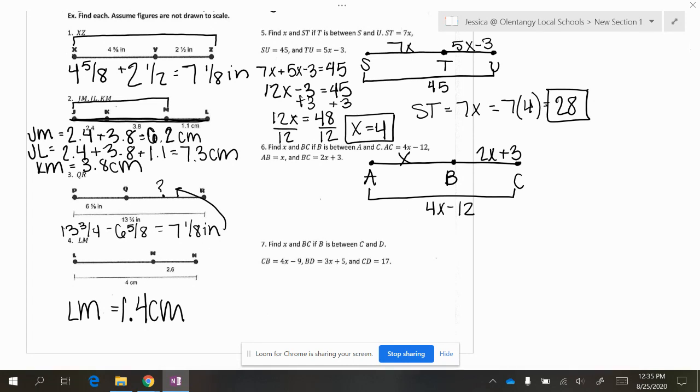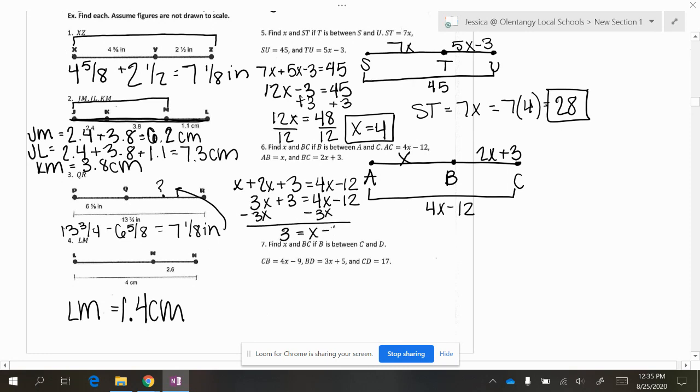So we need to set that one up. So we're going to add those two together. So again, AB is x, BC is 2x plus 3, and that needs to equal 4x minus 12, which is the whole length. Combining like terms, 3x plus 3 equals 4x minus 12. Let's get our x's on one side. So 3 equals x minus 12.